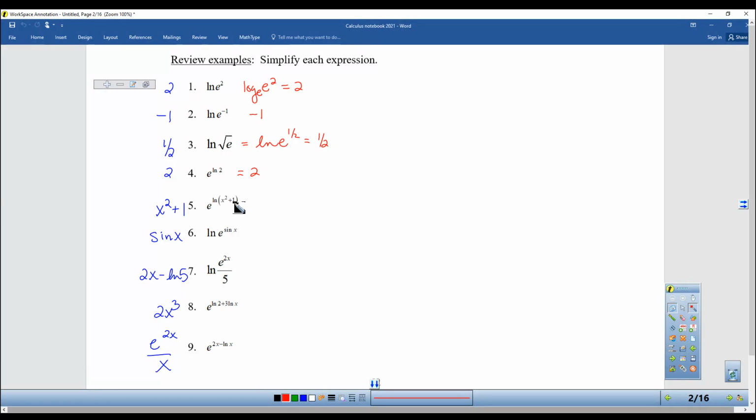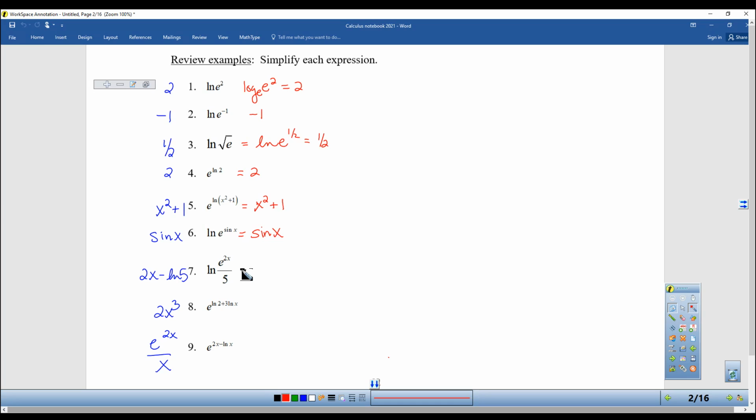Even if it has a complicated expression, e to the ln of x squared plus 1, it's just going to be x squared plus 1. If you have ln of e to the sine of x, I hope you're feeling confident now, like you've definitely got this. ln and e cancel each other out, just like squares and square roots do.